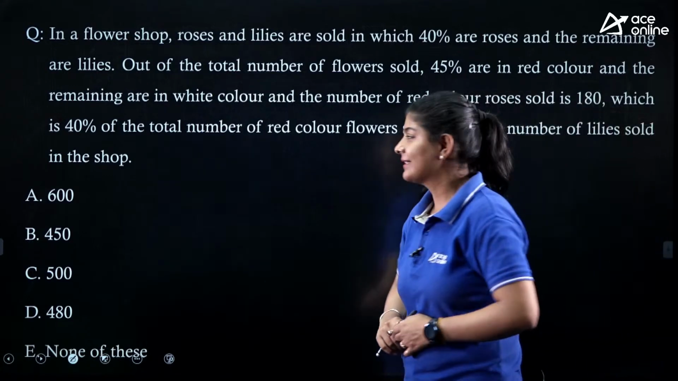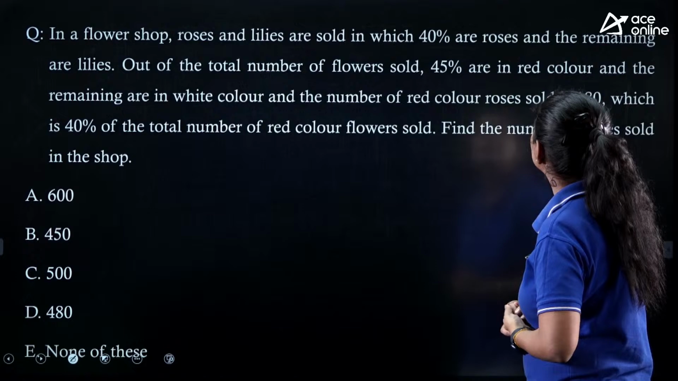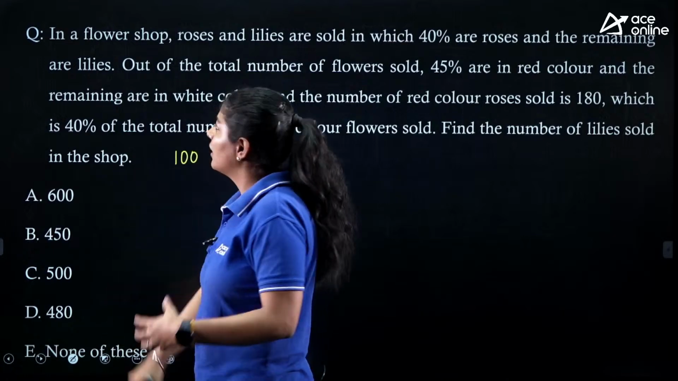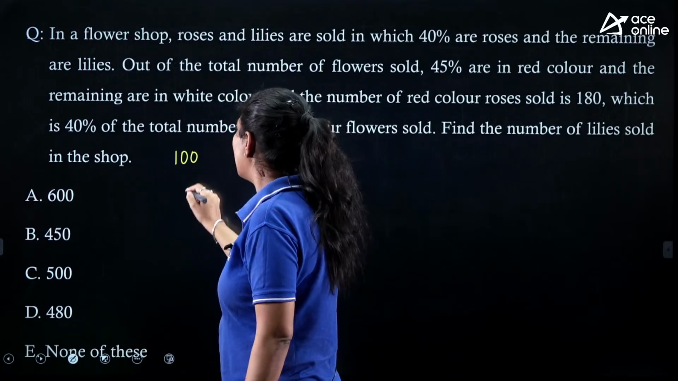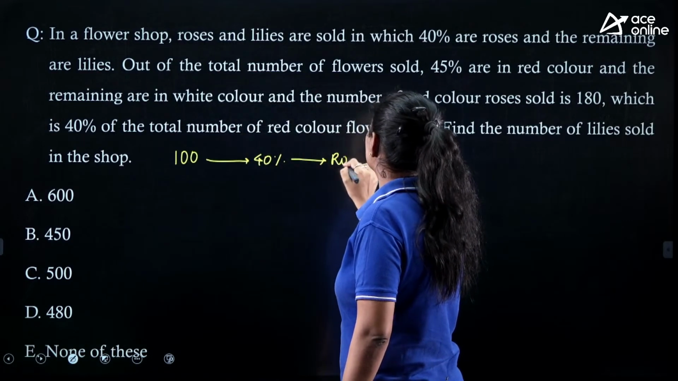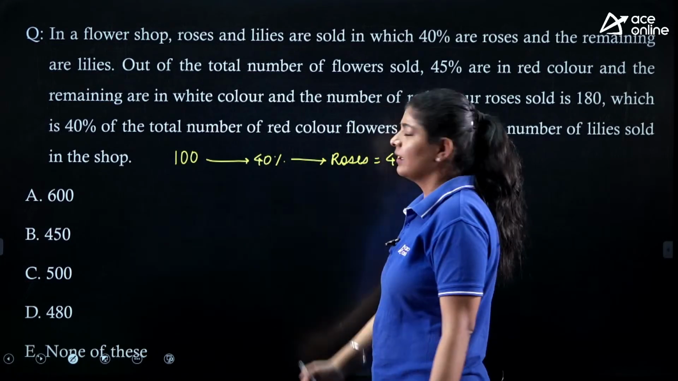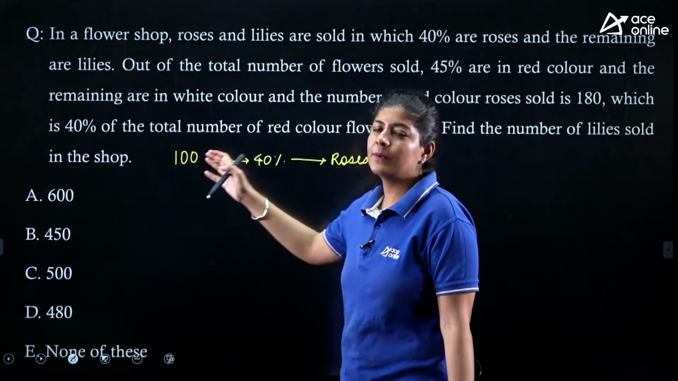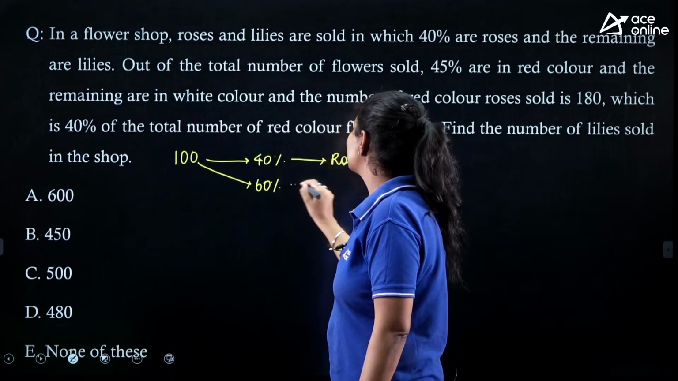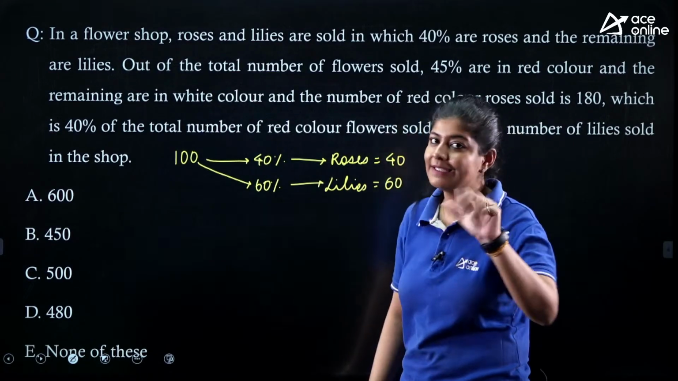Okay, let's try to understand it. In a flower shop, roses and lilies are sold, in which 40% are the roses and the remaining are lilies. I am assuming that there are 100 flowers sold in the shop, right? Out of this 100, 40% are roses. That means we can say there are 40 roses. If I have to find out the 40% of 100, that is nothing but 40. And the remaining is nothing but the 60%. The 60% are the lilies. That means there are total 60 lilies sold in the shop.